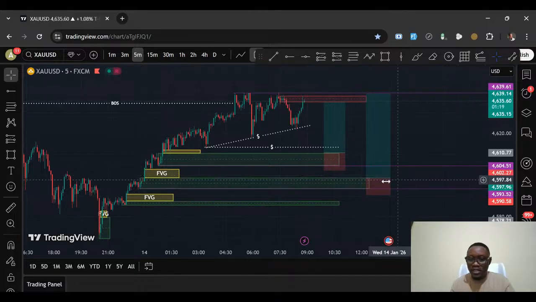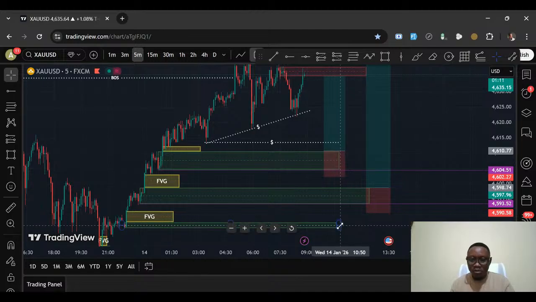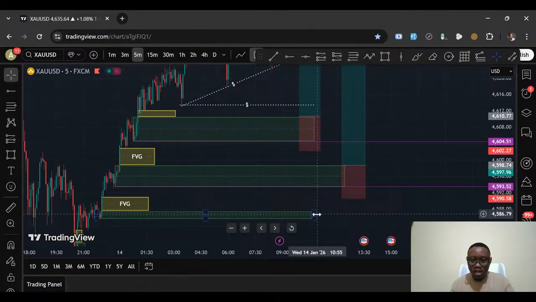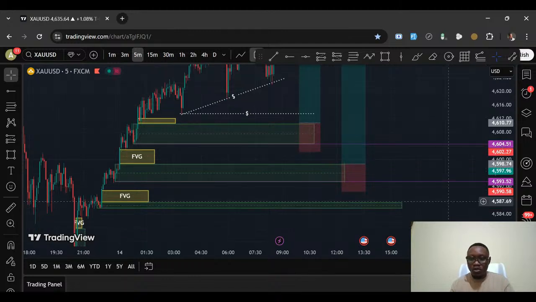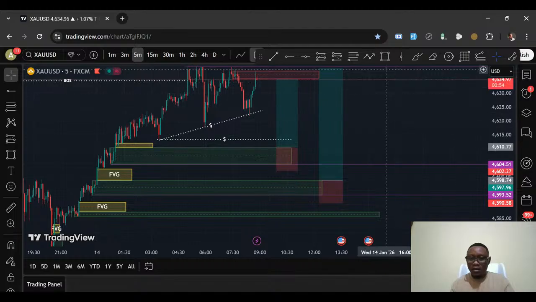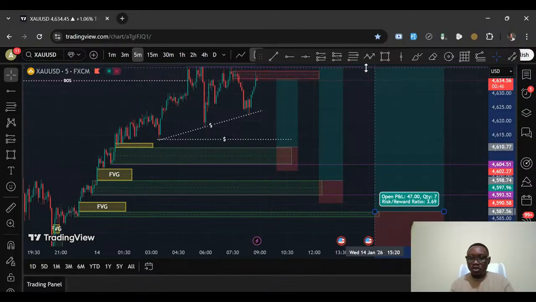So that is that for this. And finally, for the third zone, which is the extreme zone and the high probability zone, where we expect price to tap into and give us a very massive buy, we are going to target the next swing high. You see the risk to reward ratio is very, very impressive.